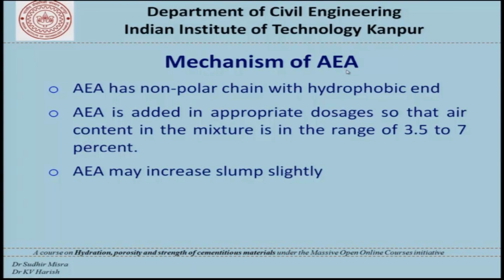The mechanism of the air entraining agent is important to understand how the admixture is capable of producing air bubbles inside concrete. An air entraining agent has a non-polar chain with a hydrophobic end. Hydrophobic means disliking water. So, the air entraining agent is added in appropriate dosages so that the air content in the mixture is in the range of 3.5 to 7%. This is important to resist freezing and thawing. An air entraining agent may increase slump slightly.